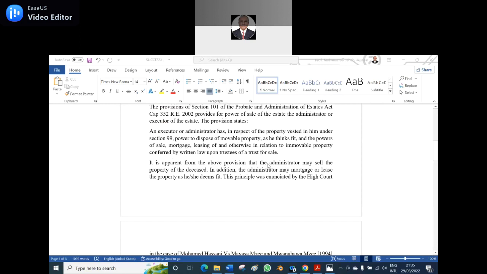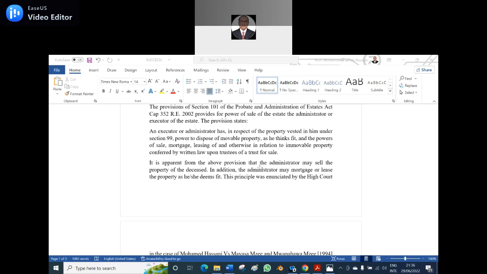An executor or administrator has, in respect of the property vested in him under section 99, power to dispose of the movable property as he thinks fit, as the powers of sale, mortgage, leasing, and otherwise in relation to the movable property conferred by the written law upon the trustees of a trust for sale. So, when the necessity is there, and when it is clearly for the benefit of the beneficiaries, and if any property is to be sold, yes, it can be sold.